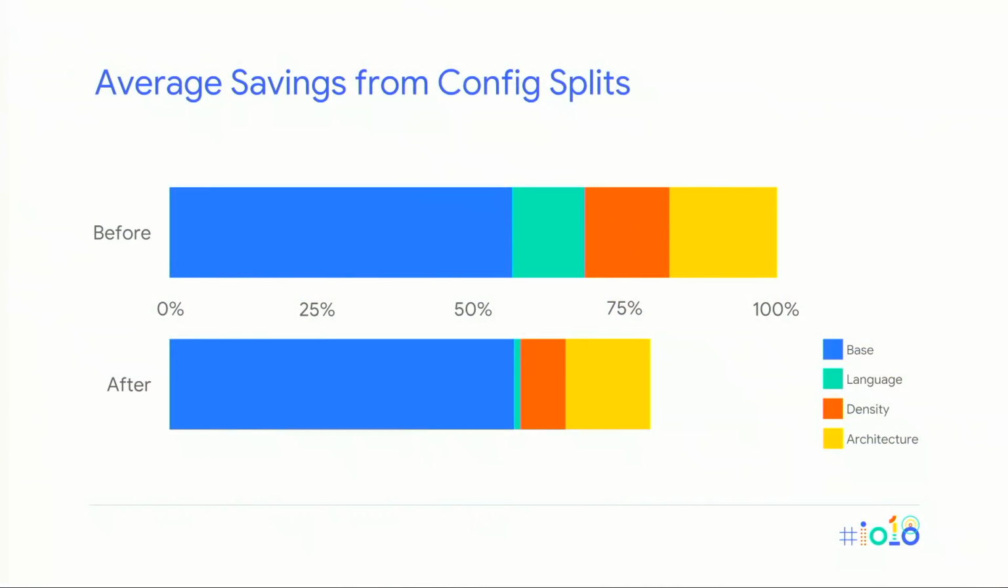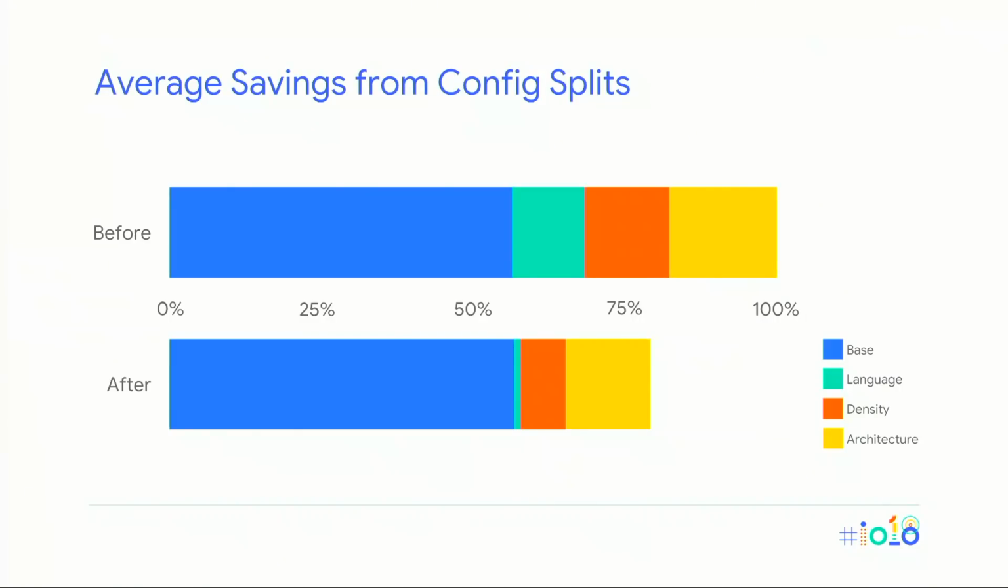We analyzed all the applications in Play Store with more than 1 million downloads. And we found out that for strings, we can save over 95% of their size by using the language splits. For images, this is 45%. And for native libraries, we can save 20% of their sizes.